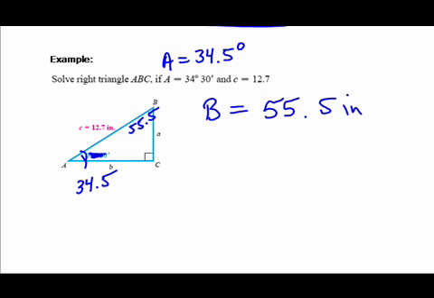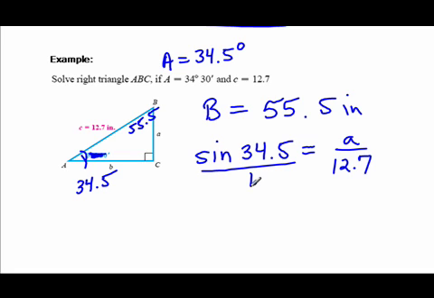So do you see, if I use the sine of 34.5 degrees, the sine of that angle is opposite side A over hypotenuse C that I know, right? C is 12.7. And now if I think of what I have as a proportion, the sine of 34.5, I can think of that as being over 1. And when I need to solve a proportion, we cross multiply, and when I cross multiply, little a is the same thing as 12.7 times the sine of 34.5.